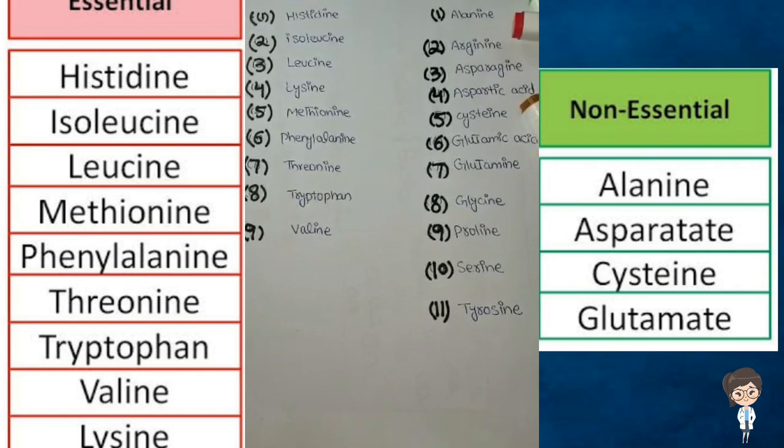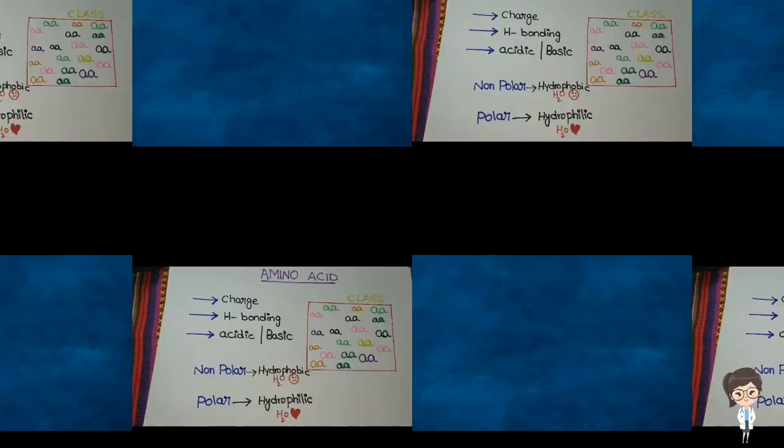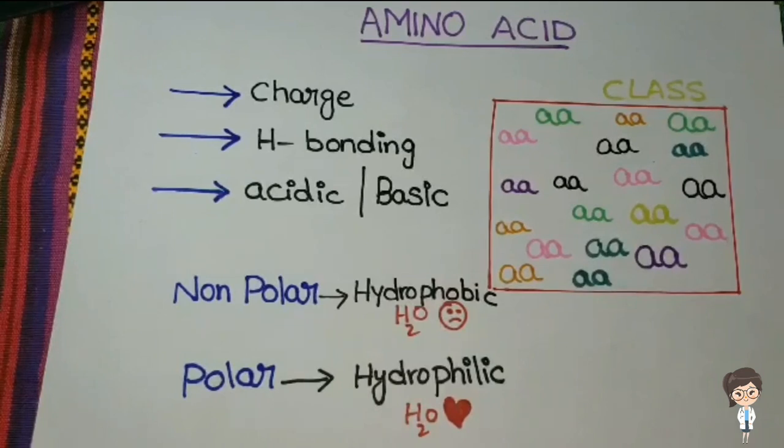First of all, we will talk about essential amino acids, which are histidine, isoleucine, leucine, lysine, methionine, phenylalanine, threonine, tryptophan, and valine. While non-essential amino acids are alanine, arginine, asparagine, aspartic acid, cysteine, glutamic acid, glutamine, glycine, choline, serine, and tyrosine. Now we will come to the other part of amino acid classification.